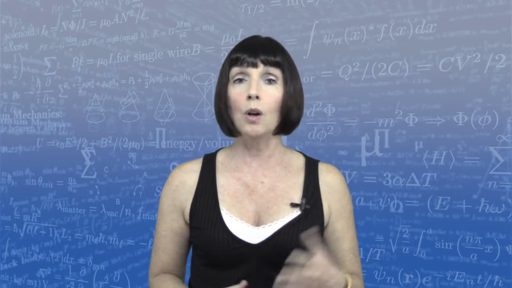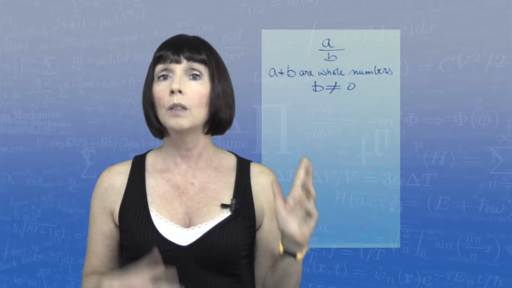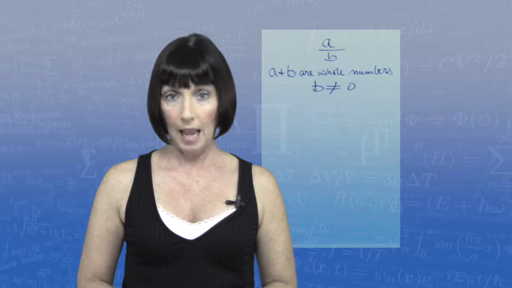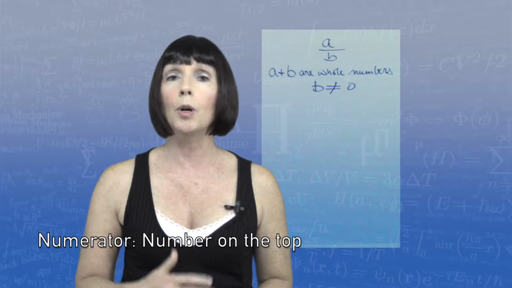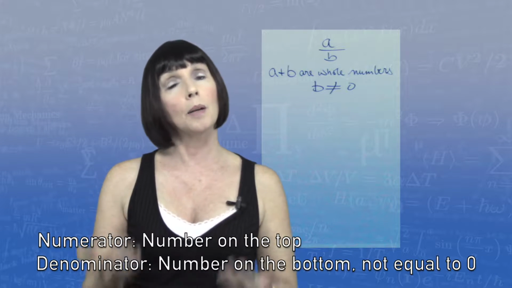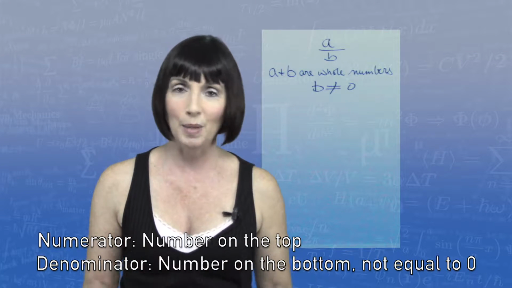Basically, a fraction is a whole number over a whole number. So a over b, where a and b are whole numbers, and b is not equal to 0. Now, the numerator is the number on the top, in this case, a. The denominator is the number on the bottom, in this case, b.